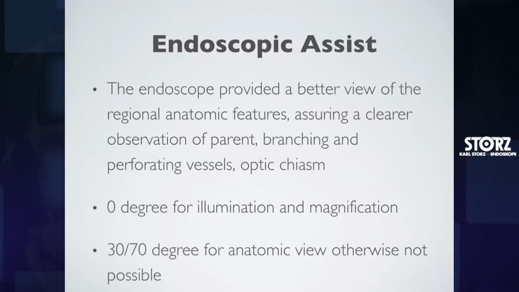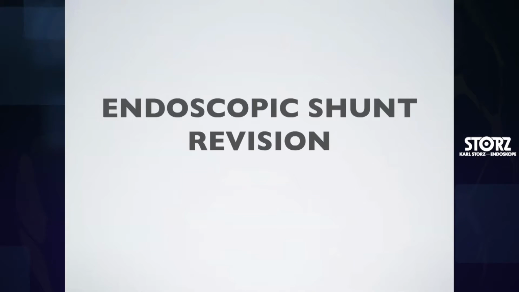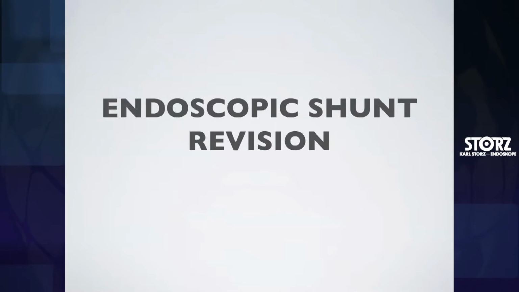And then these 30, 70 degree angled scopes to really look around these corners that otherwise there's no way you could see unless you move these structures. So the more minimally invasive we get, it's going to become even more challenging to look at some of these structures to try to get a gross total removal of these tumors.